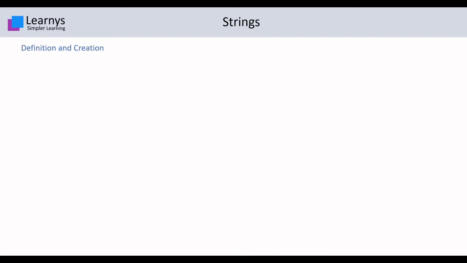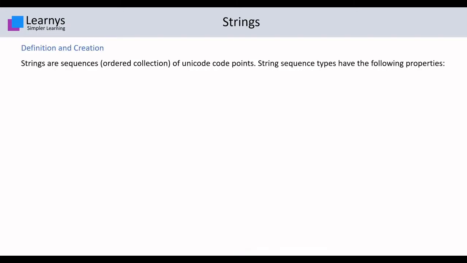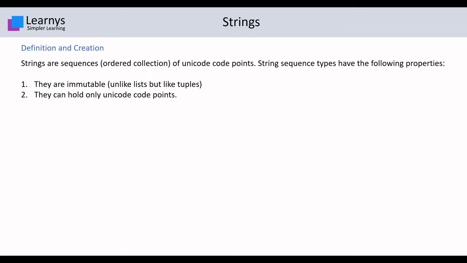Strings. Strings are also sequences. They are an ordered collection of Unicode code points and they have the following properties. They are immutable, that means the elements of the strings cannot be changed. They can only hold Unicode code points as their elements and they are not dynamic.